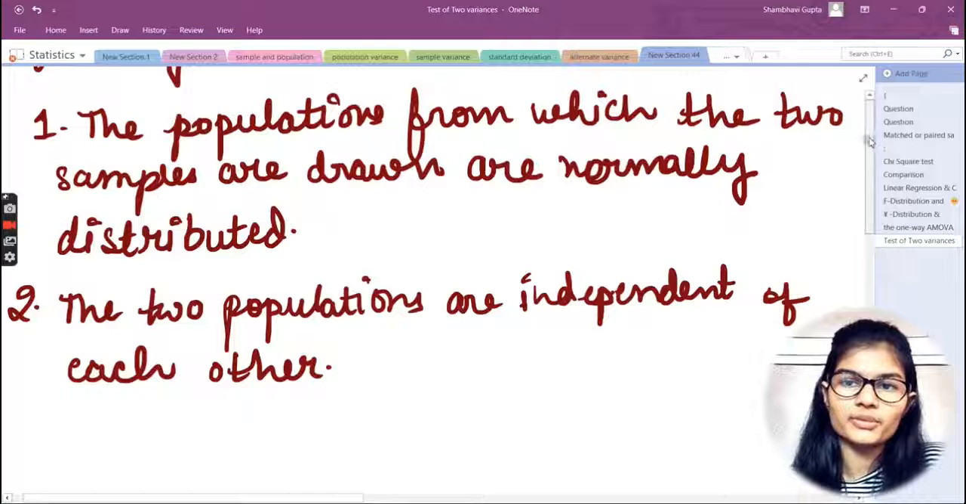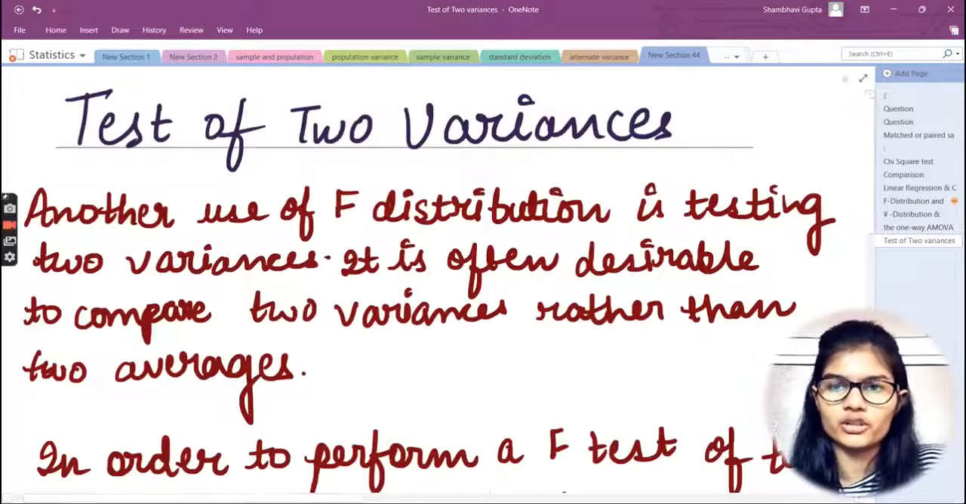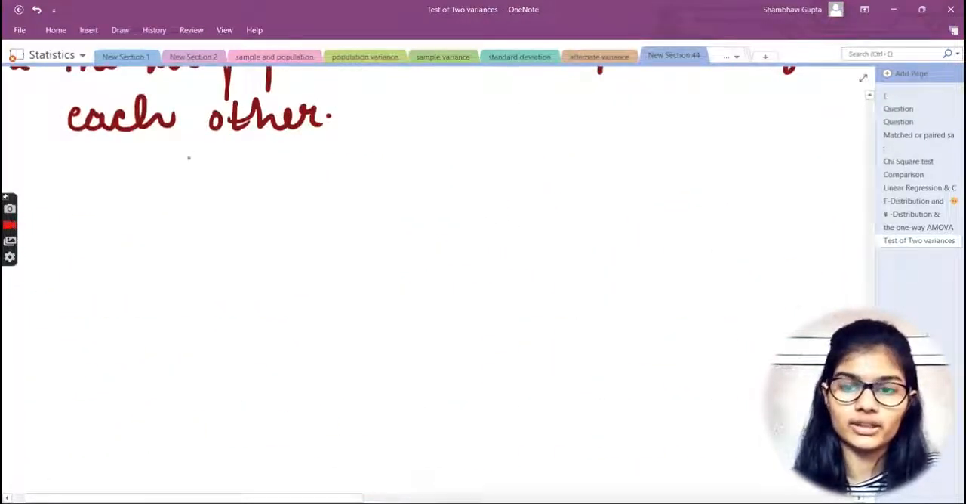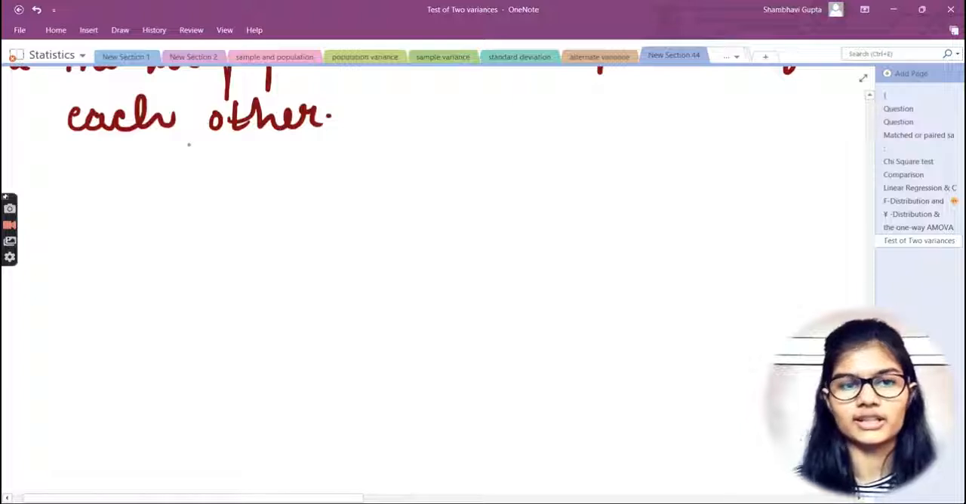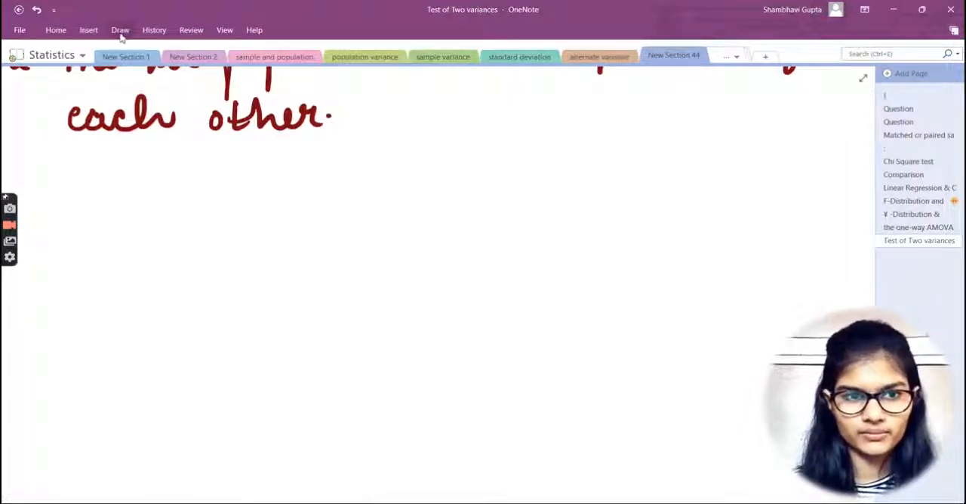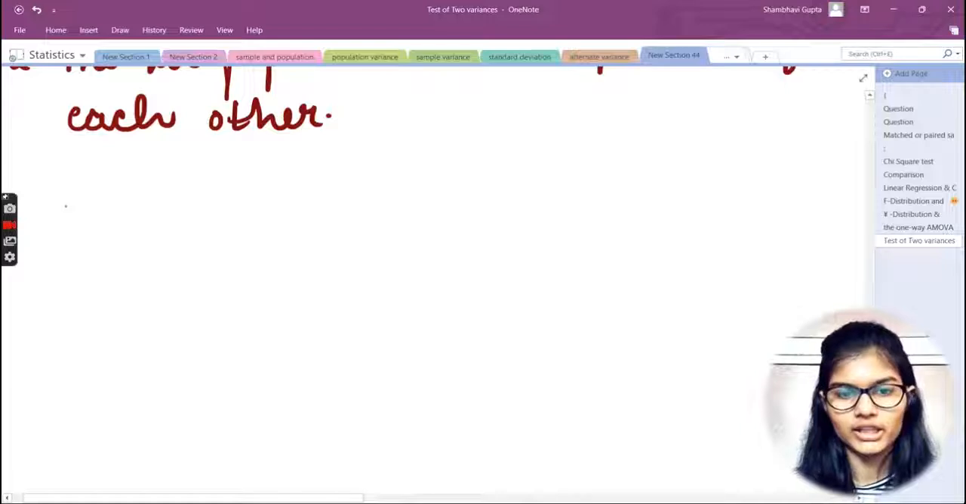So in the previous video we discussed the test of two variances, what this test is, and what we do and do not do in it. Now let's quickly take a very general example. I'm not going to solve anything, it's just a general example. I would simply change the color, then proceed with the writing.